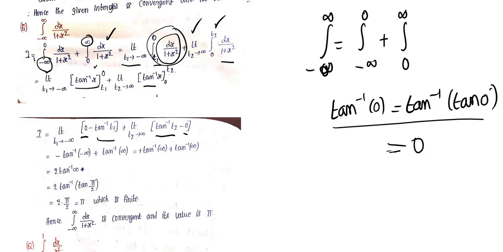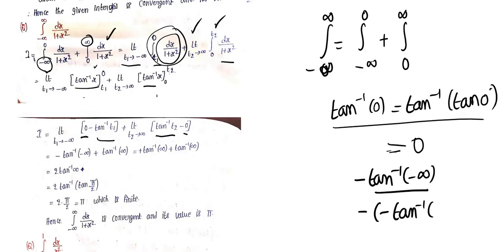Then I am getting minus tan inverse of minus infinity. But we know that tan inverse of minus infinity value is minus tan inverse of infinity. So minus into minus is plus. So the simplification of this term is tan inverse of infinity. Tan inverse of infinity plus tan inverse of infinity means 2 tan inverse of infinity.